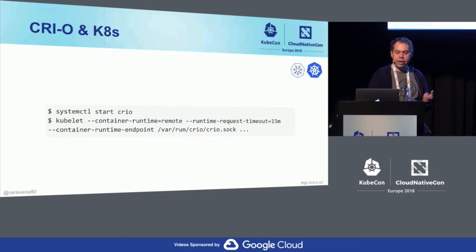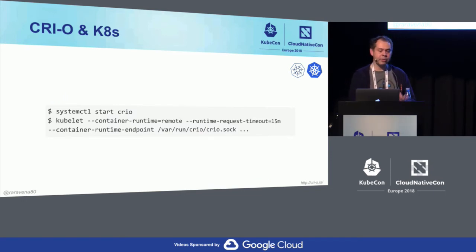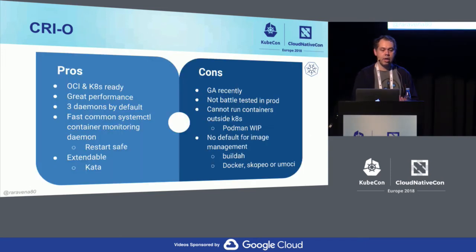So this is how you start CRI-O. You would run the CRI-O daemon, and then very similar to containerd, you specify your container runtime to be remote, and you point it to the CRI-O socket that is listening for gRPC, CRI.